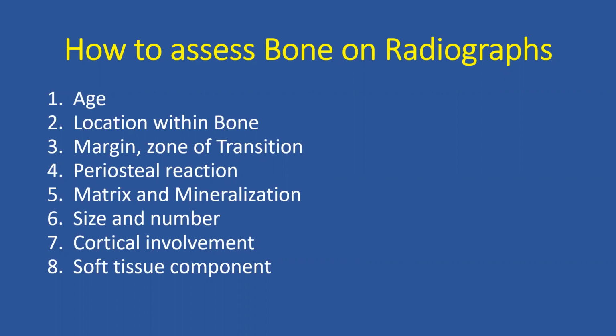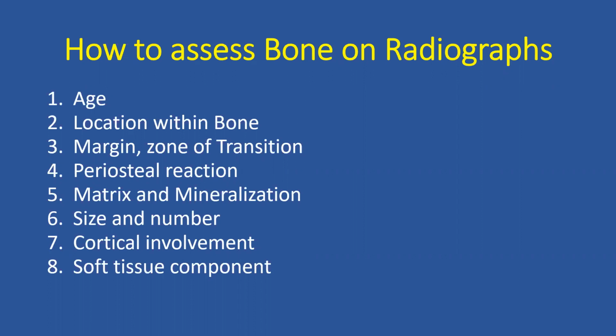The margin, the zone of transition. The margin zone. This is very important. If there's sclerosis around the tumor, we say it's a benign tumor. If there are ill-defined margins, and it is infiltrative, we say it's an aggressive lesion. We look at the periosteal reaction. If there's an onion peel appearance, we can say probably it's a Ewing's or an eosinophilic granuloma. If the cortex is eroded on plain radiography, we say it's aggressive.